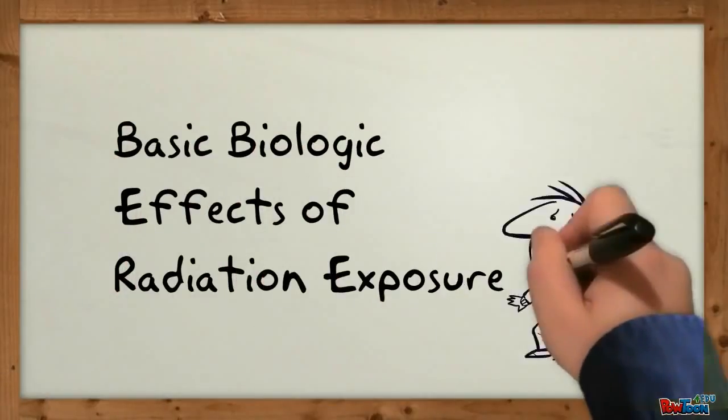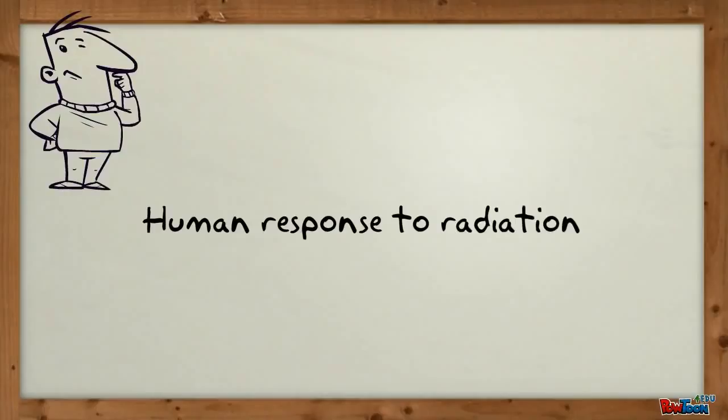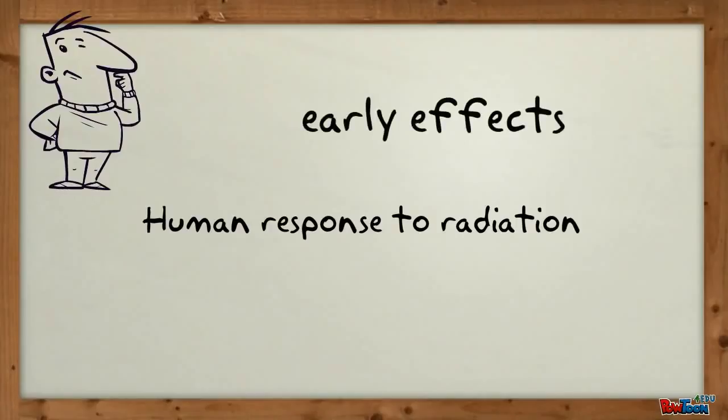Let's look at some basic biologic effects of radiation. The human response to radiation is dose dependent. Some cells are more radiosensitive than others. Response can be categorized as early effects, effects that are seen in a short time after the exposure, and late effects that may take years to develop.